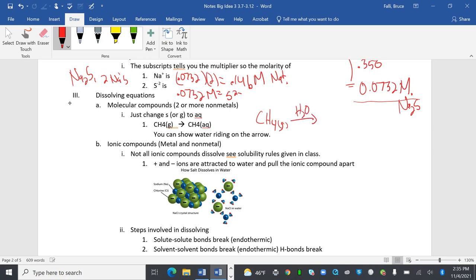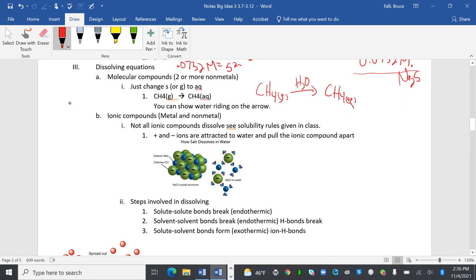So when you dissolve and you just put it in water, that means that water is kind of like a catalyst. Obviously, you need water to make it dissolve, right? Ionic compounds are easiest identified by having a metal and a nonmetal in it. Not all ionic compounds dissolve, and you're going to see the solubility rules that you get in class. I made a whole bunch of them, so we're ready for them. Not all of them dissolve, but when they do, the positive and negative ions are attracted to water, and they pull those compounds apart.